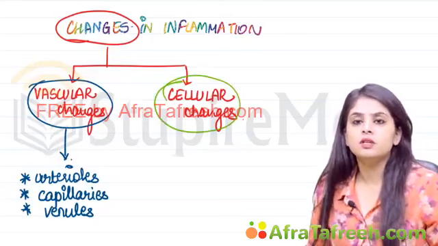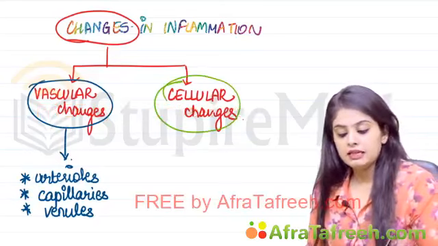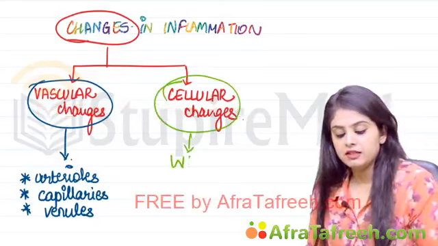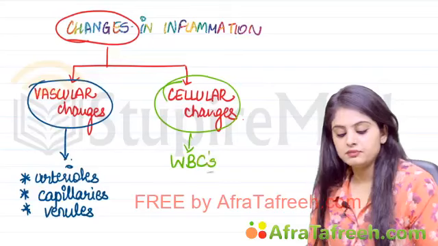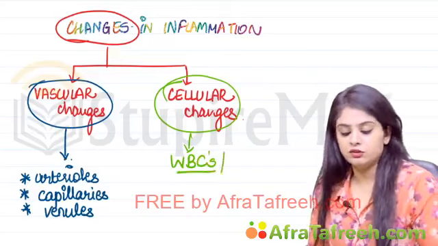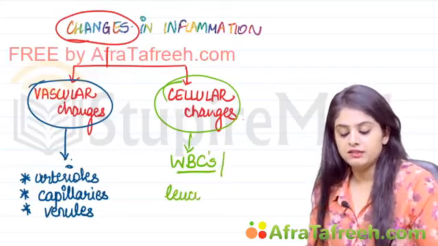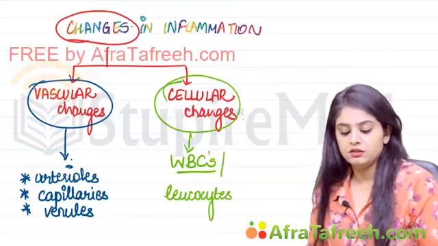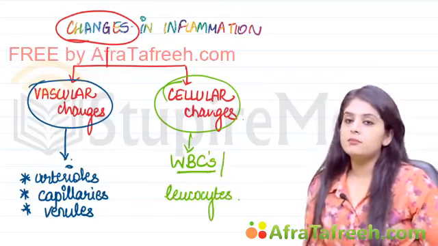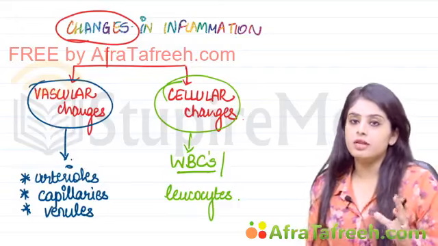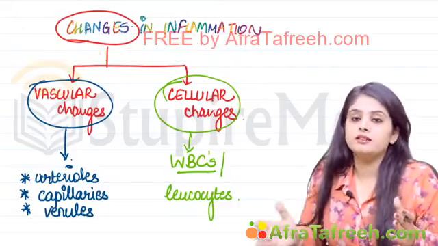What about the next category when we say cellular changes? What are the cells that we are talking about? Primarily, remember, these are the white blood cells. Leukocytes, as you also can call them. White blood cells or the leukocytes.